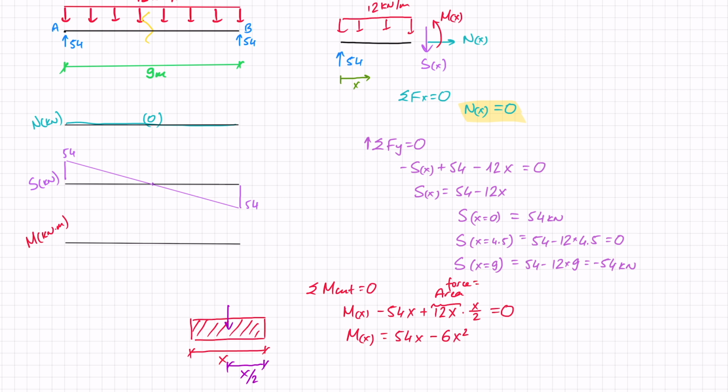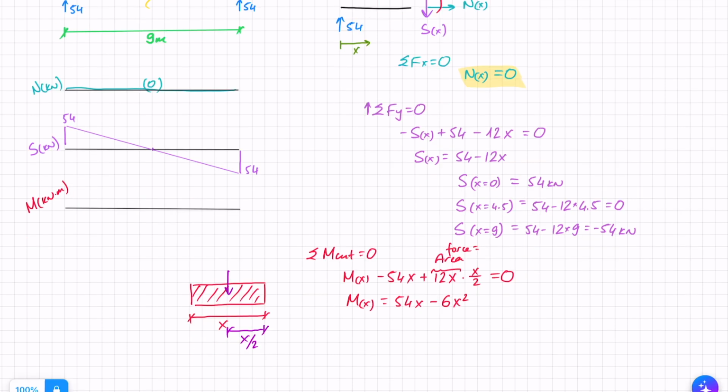minus 6x squared. And once again, I'm going to check a few interesting points. So I want to know what happens when x equals 0, when x equals 4.5, so in the middle of the beam, and what happens when x equals 9, so at the end of the beam. So when x equals 0, it's pretty easy to tell that that's 0, which is exactly what I'm expecting to happen at the support of a simply supported beam.